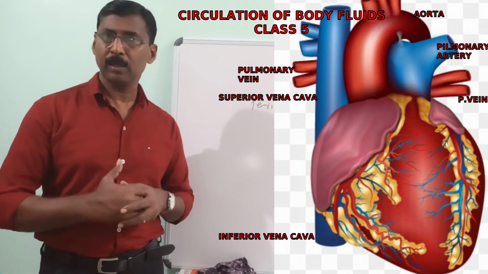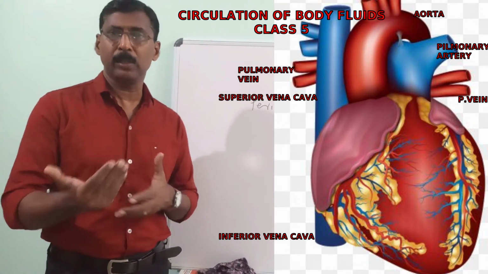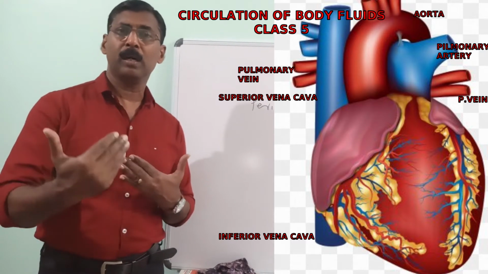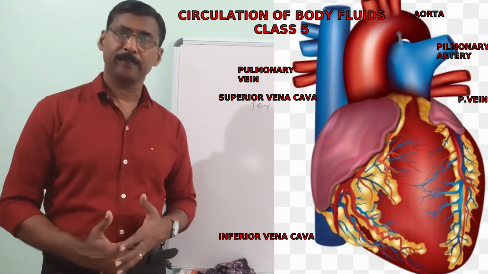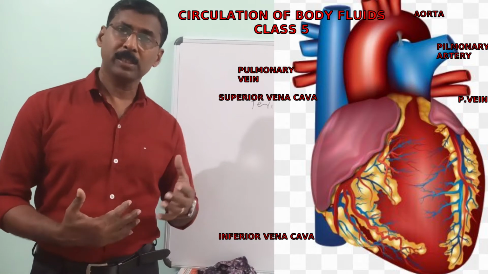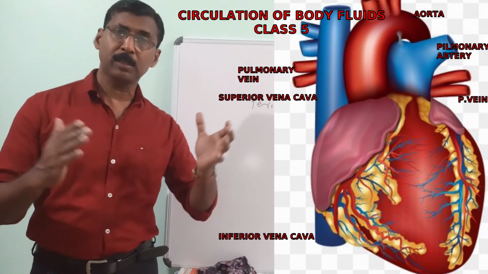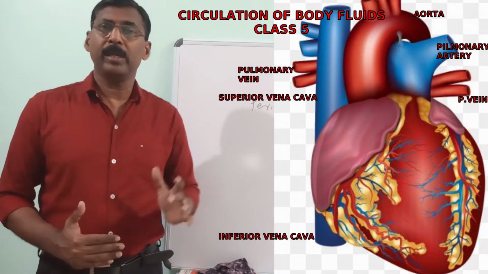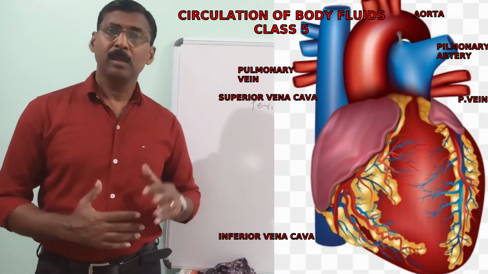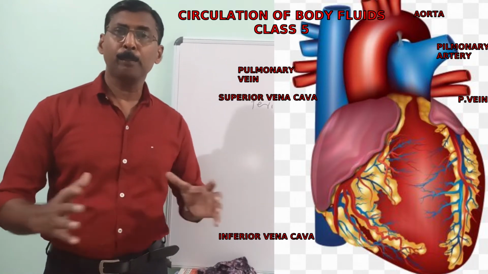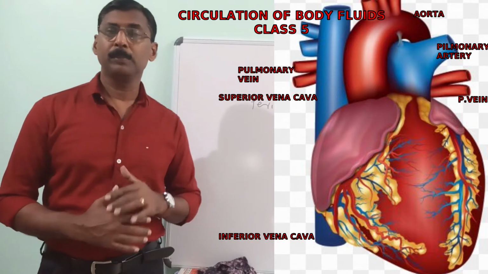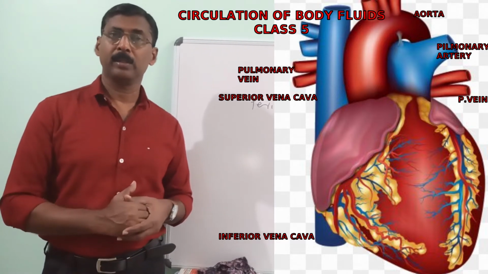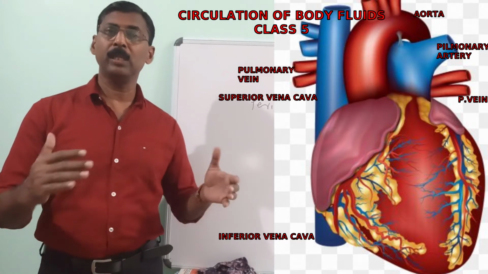We have already seen, just now I told you, that blood vessels that take blood away from the heart to different parts of the body are arteries, and blood vessels that carry blood from different parts of the body to the heart are veins. So the superior vena cava is a vein that brings deoxygenated or impure blood from the upper parts of the body to the heart, into the right atrium. So it is deoxygenated blood.